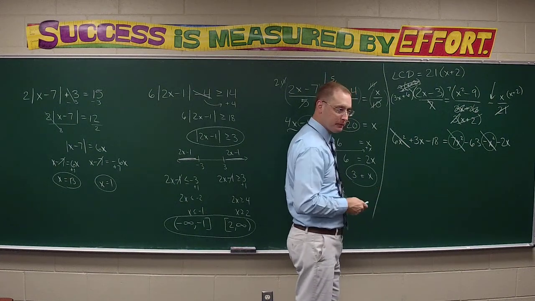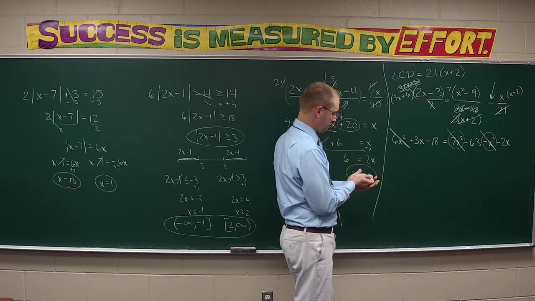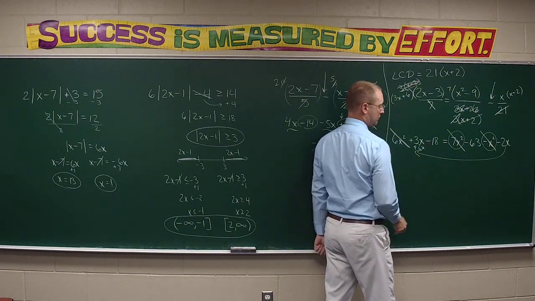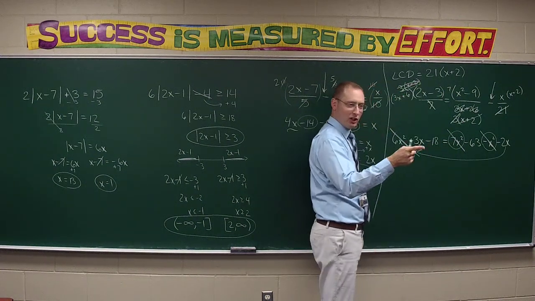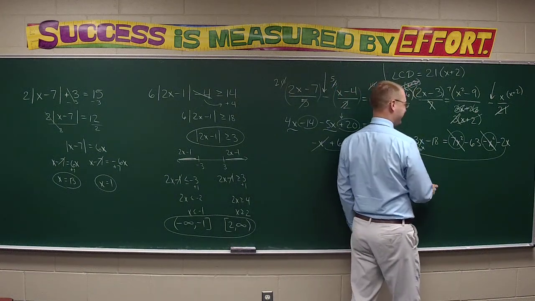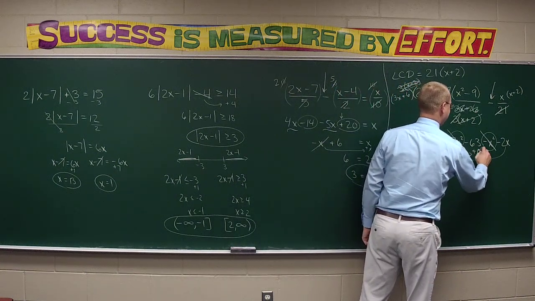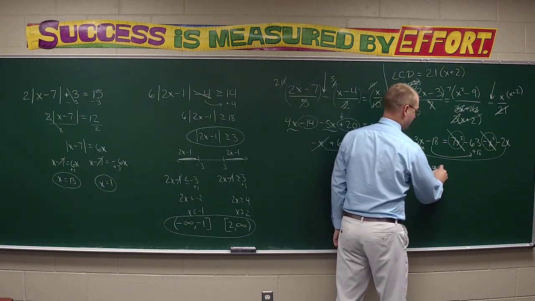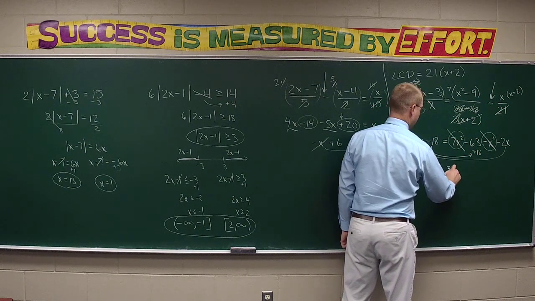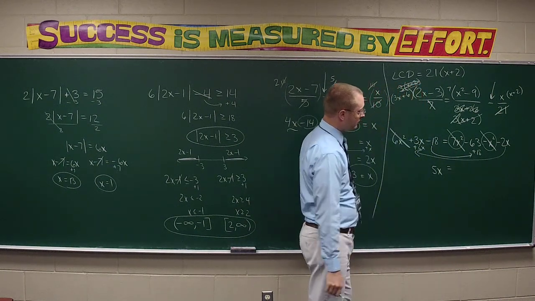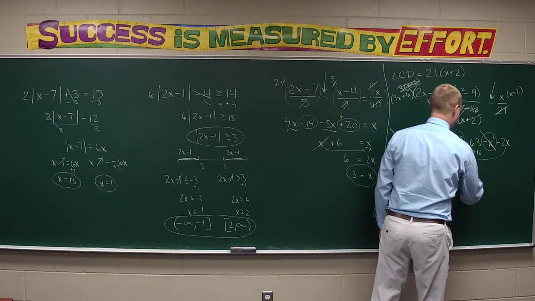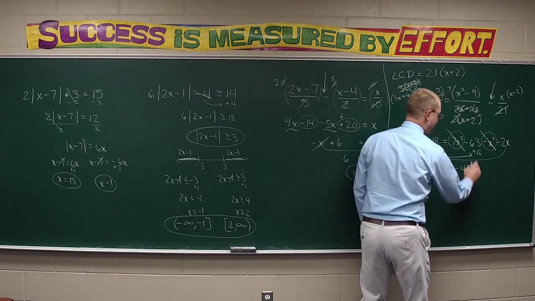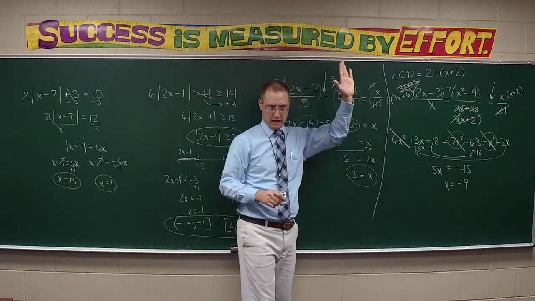That's awfully nice. And you move the negative 2x over as a positive 2x. And simultaneously, the negative 8 over as a positive 8. Okay, and we get 5x equals negative 45. And so our answer would just be negative 9. How many finished the problem and got negative 9?